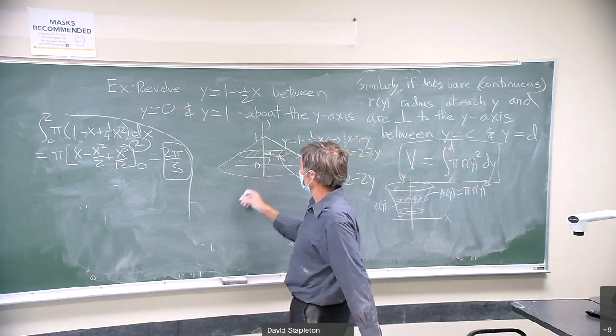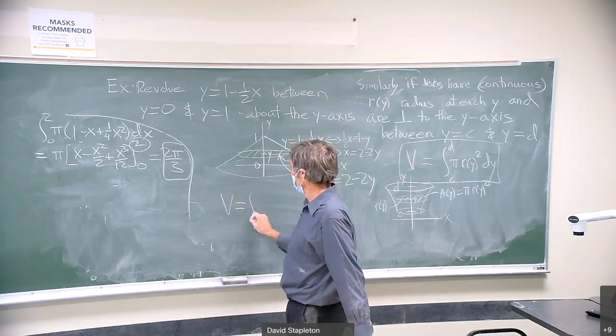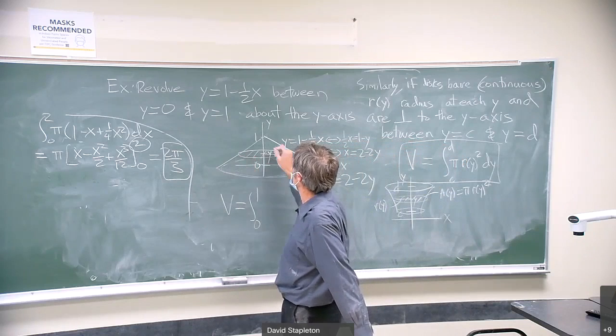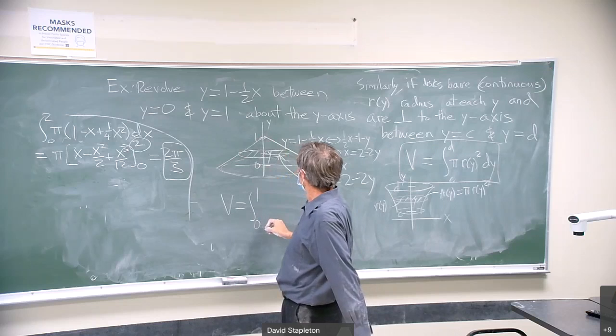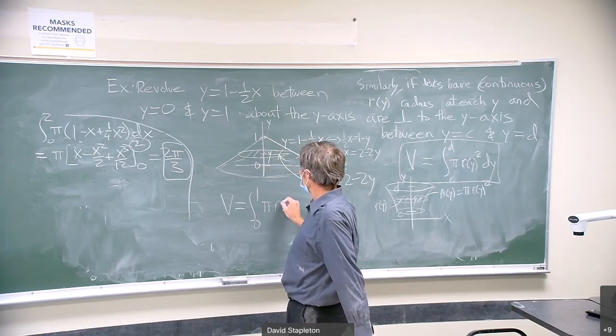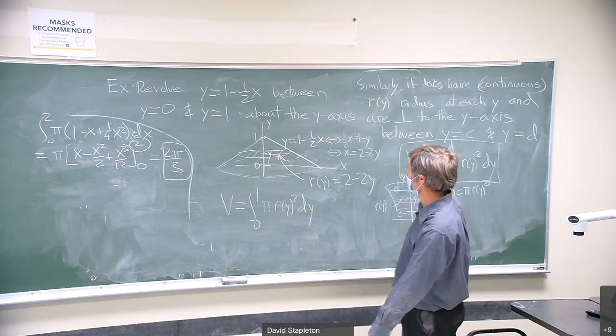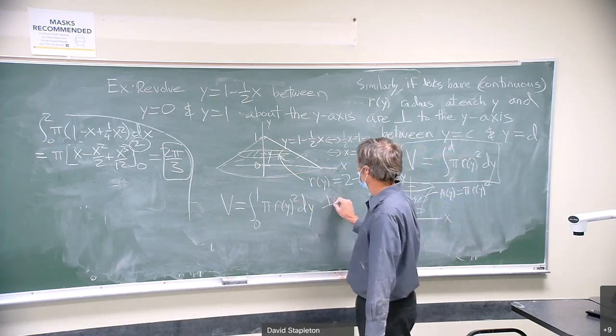And so now the volume of this cone is the integral from y going from 0 to 1, where the cross sections begin for y and where the cross sections end for y, of pi times r of y squared dy, right? That's the new formula, since cross sections are perpendicular to the y-axis.